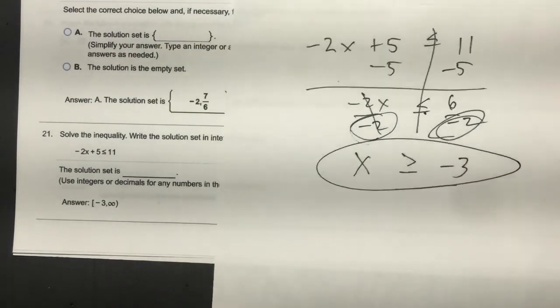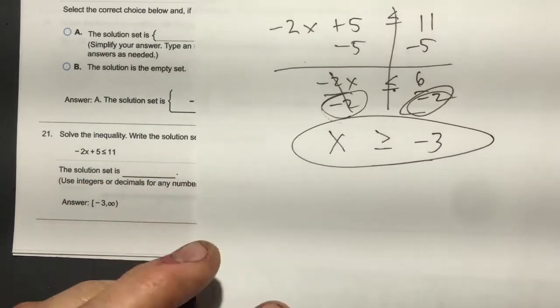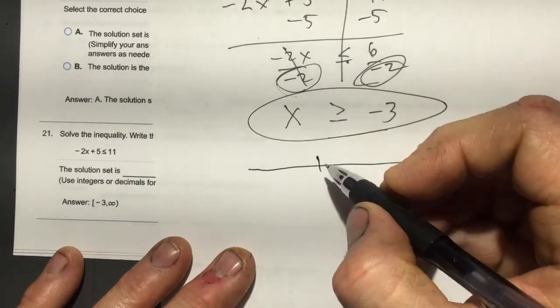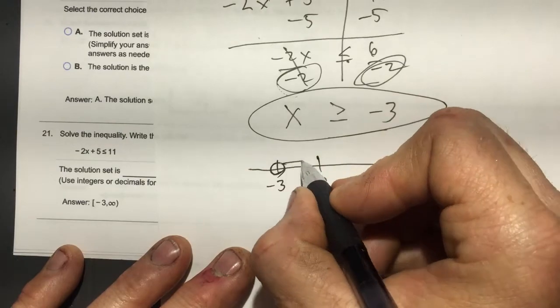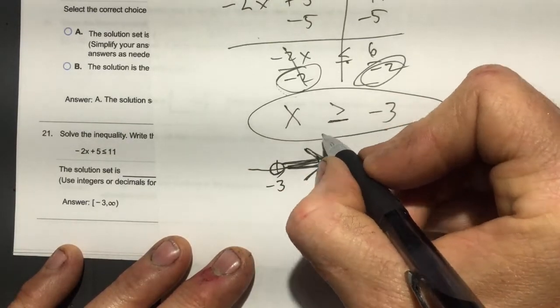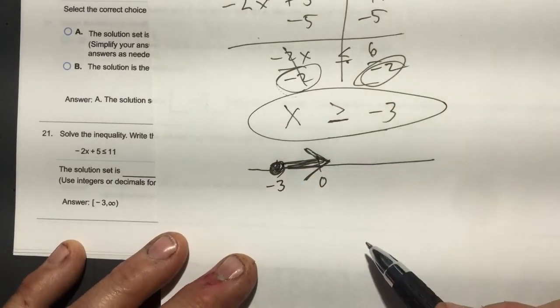Okay, now it wants it in interval notation. So x is greater than negative 3. Now, if you need to graph it, here's 0, here's negative 3. I circle it. Greater than means it goes this way. And it's got the equal to line, so it's colored in. So there's what it looks like on the graph.